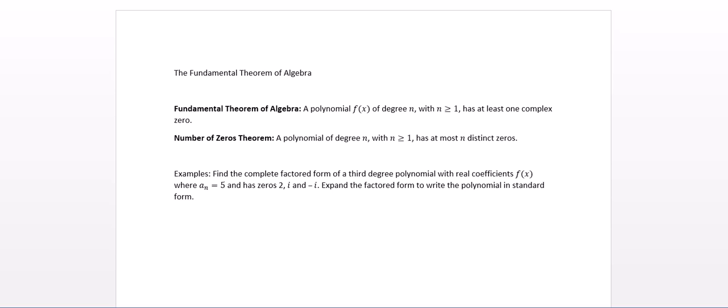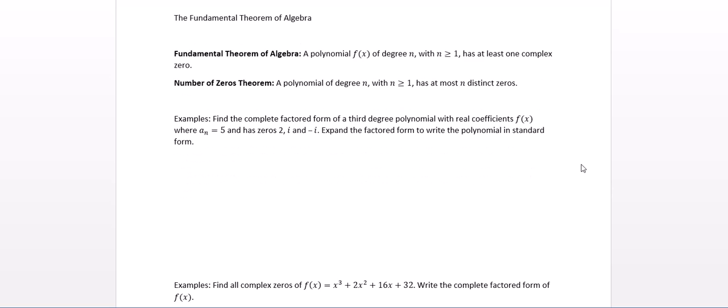The fundamental theorem of algebra states that a polynomial f of x of degree n, with n greater than or equal to 1, has at least one complex zero. And that doesn't seem like it should be a fundamental theorem, but that was huge when they discovered that this is true. In fact, the number of zeros theorem tells us that a polynomial of degree n, with n greater than or equal to 1, has at most n distinct zeros. So we know we have at least one complex and at most n that are different. We could have some repeats and we'll have multiplicity.